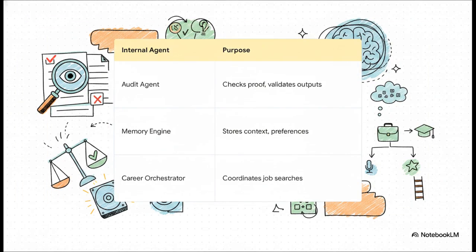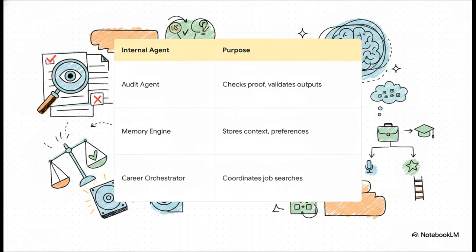Think of these internal product agents like super efficient corporate departments. For example, look at the audit agent. It's essentially the strict, no-nonsense compliance officer for your digital brain. Its entire purpose is governance, checking proof, flagging fake task completions, and validating outputs so the system doesn't start hallucinating its own success. Then you've got the memory engine, which acts as a massive long-term storage facility for all your preferences and past decisions. And for outward expansion, you have the career orchestrator handling your job searches and prepping you for interviews.